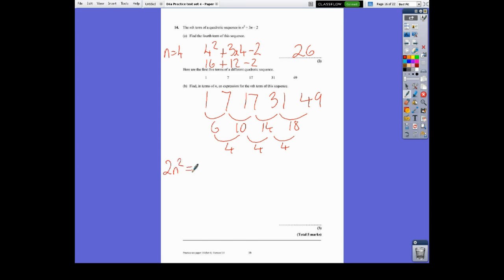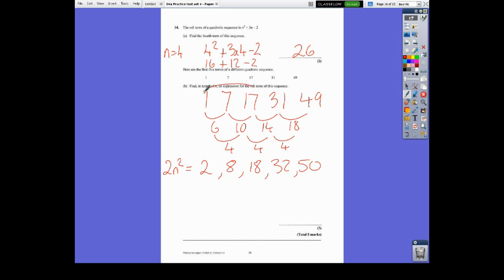We then need to write out the 2n squared sequence. So 1 squared is 1, times 2 is 2. 2 squared is 4, times 2 is 8. 3 squared is 9, times 2 is 18. 4 squared is 16, times 2 is 32. And 5 squared is 25, times 2 is 50.